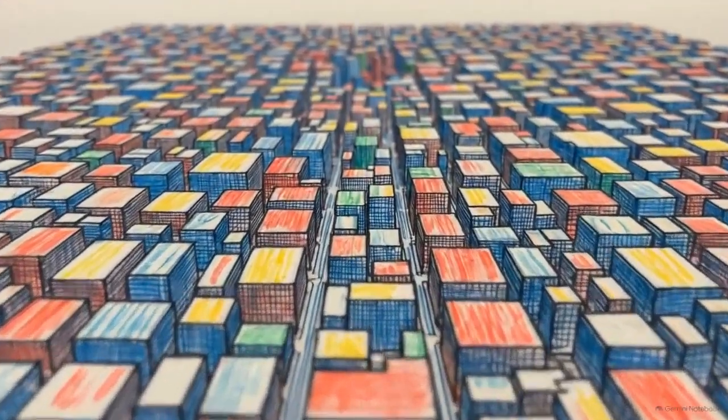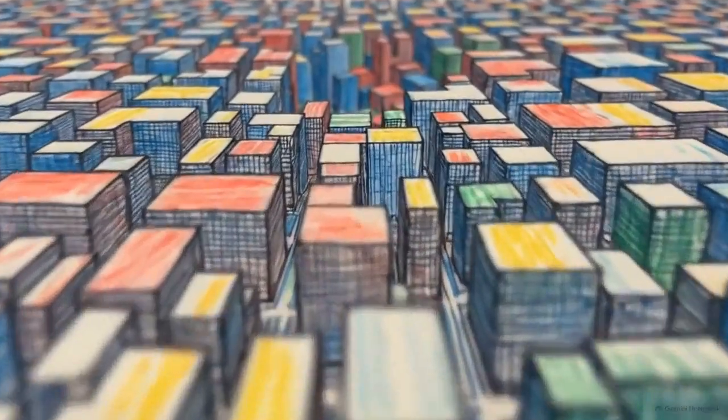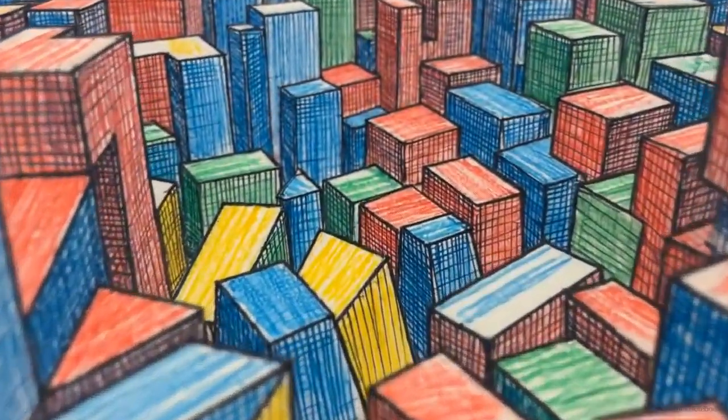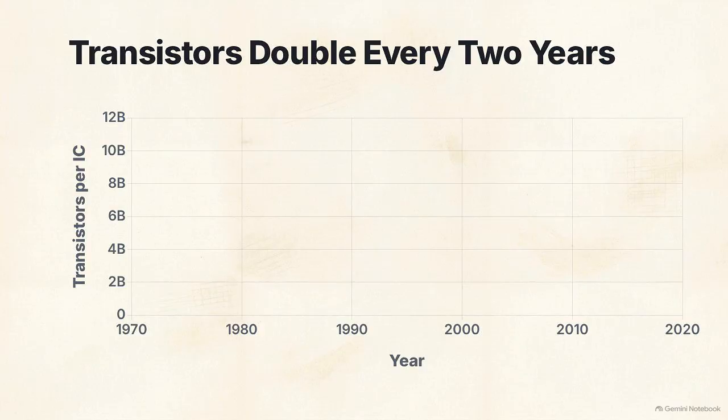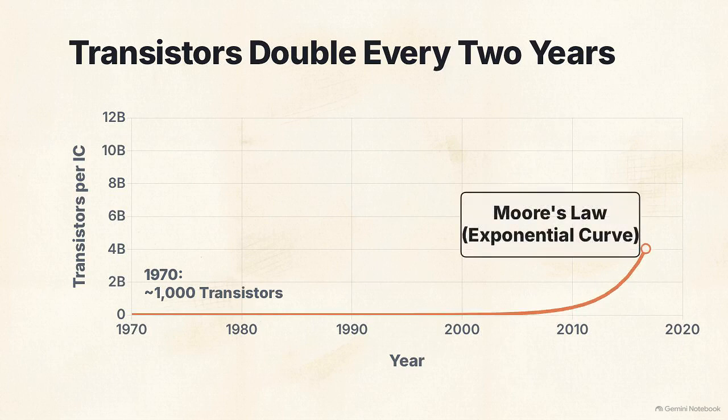Examine a modern microchip, and you are viewing a city of microscopic scale. We pack tens of billions of transistors onto a single component. Intel co-founder Gordon Moore was the first to recognize the trajectory of this extreme miniaturization. This chart shows how the number of components on an integrated circuit doubles roughly every 2 years. We call this exponential curve Moore's law.